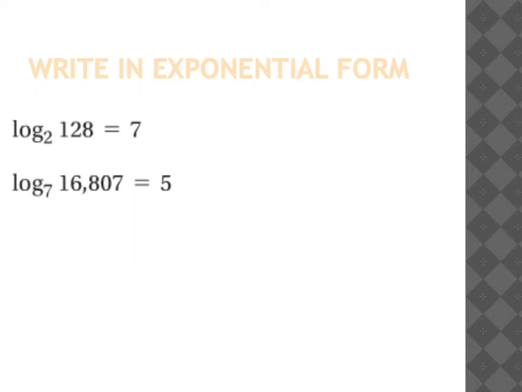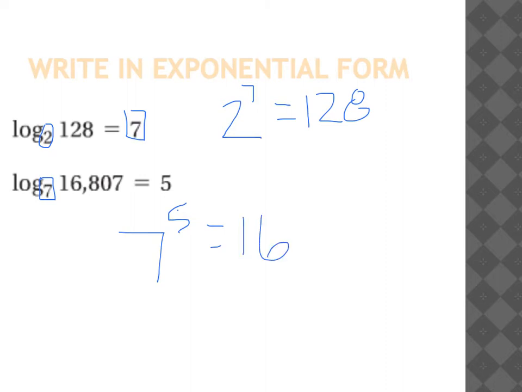Pause the video and I want you to try to write these logs as an exponent. Again, the base does not change. So here's my base of my log, so that's going to be my large number. And here's what it is equal to, so it would be 2 to the 7th is equal to 128. And the second one, here's my base, so that's my large number. 7 to the 5th is equal to 16,807. So that's how you write your log as an exponent. Again, the log is the inverse or the opposite of exponent.